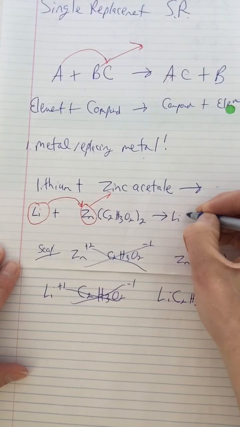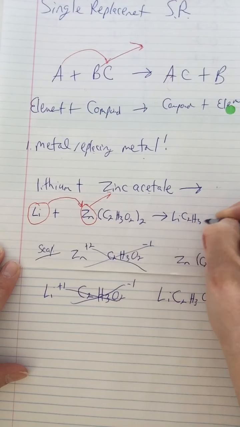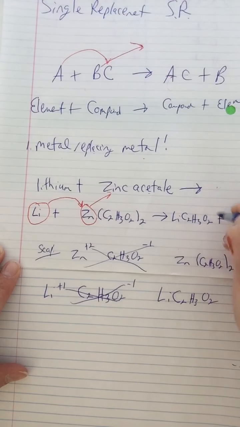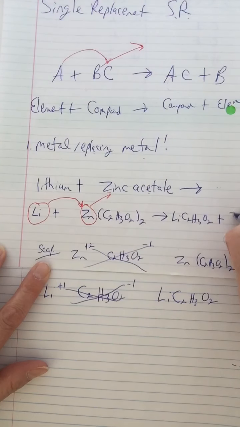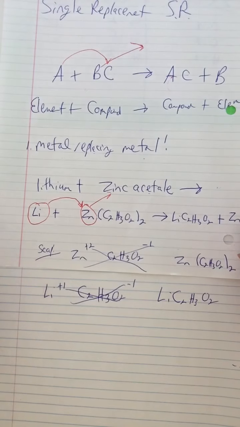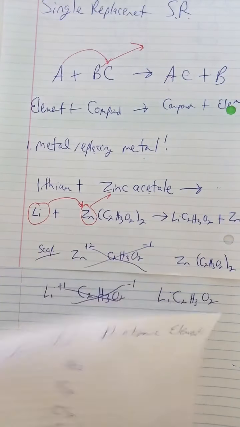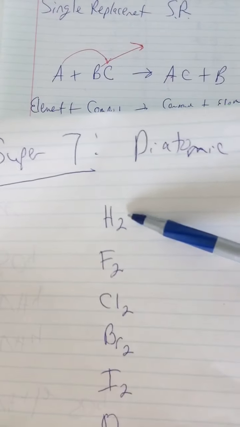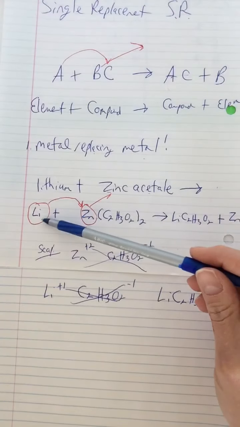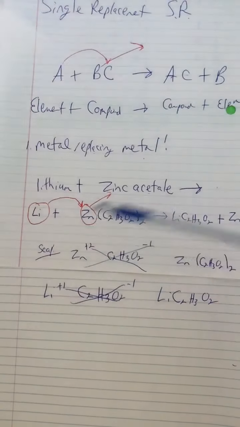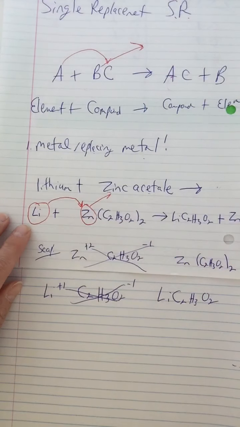So here I've got LiC2H3O2 plus, who got the boot? Who's by himself? Zinc. So now I just double check that zinc isn't one of my super 7, and I know in my head he's not, but just for you guys, you should look at my super 7 and say, is zinc alone? Nope. He's okay to be alone. Is lithium okay to be alone? He's not on the super 7. So this is our equation.